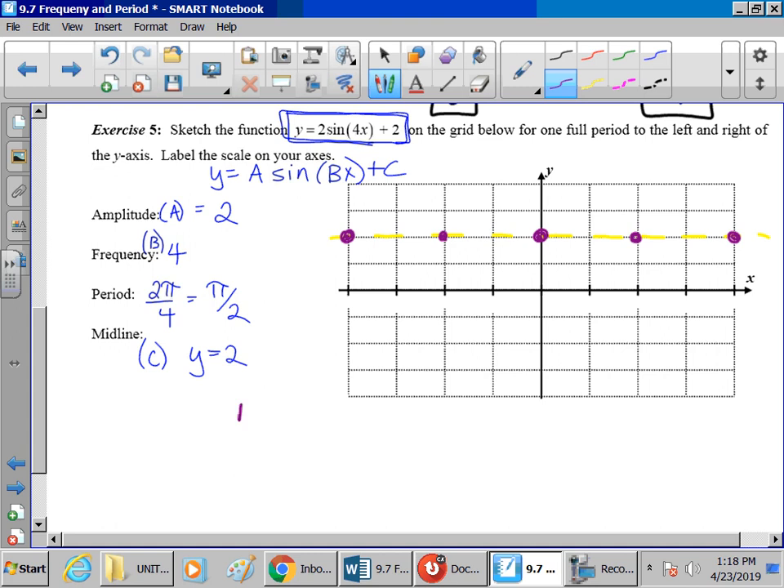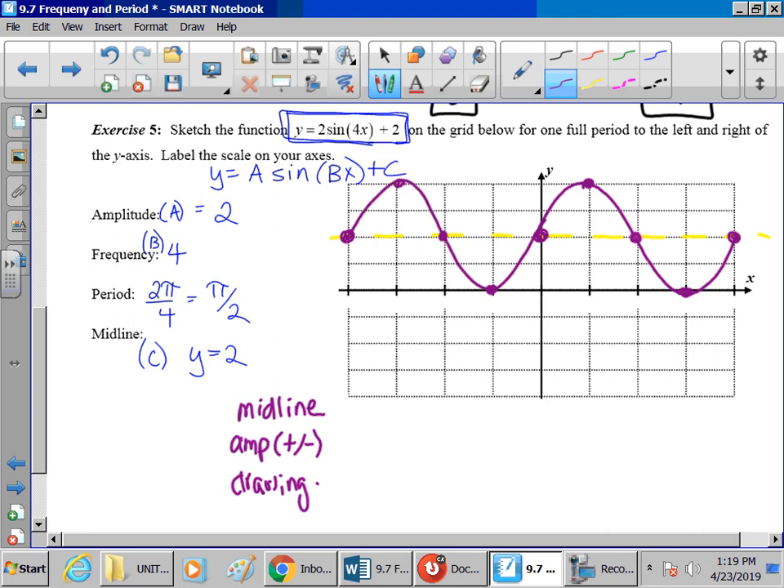So the first thing I thought about was my midline, and I drew that in. The next thing I determined was my amplitude and whether it's positive or negative in front of it. Then I consider drawing it. I know my amplitude is 2, so instead of going to 1, I'm going 2 above my midline and 2 below my midline, so my sine curve looks like this. And again, using a little bit of common sense, I'm going to follow it to the left. So this is what it looks like.